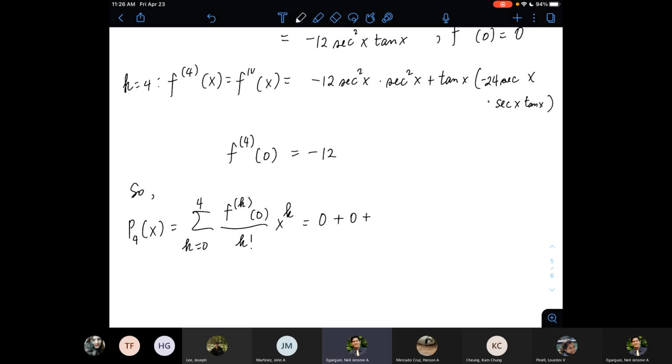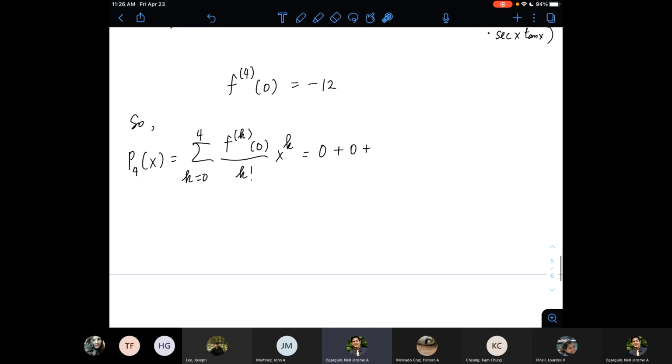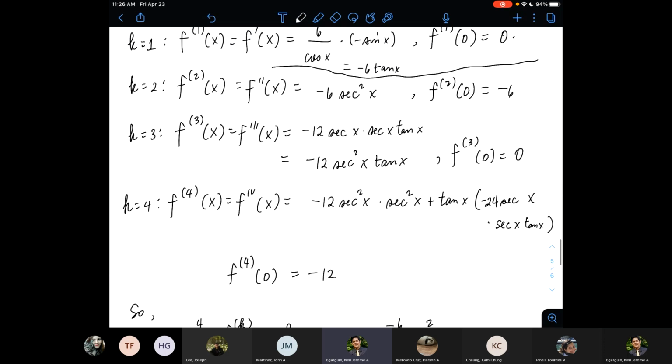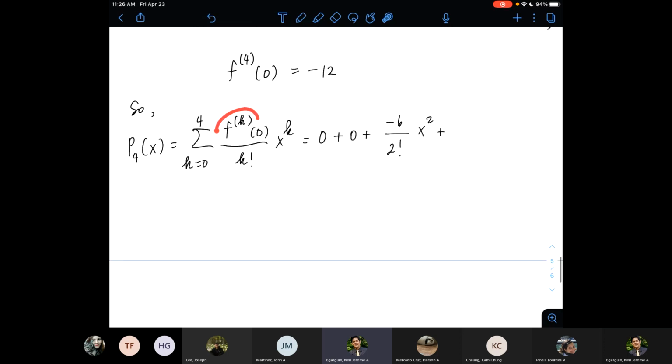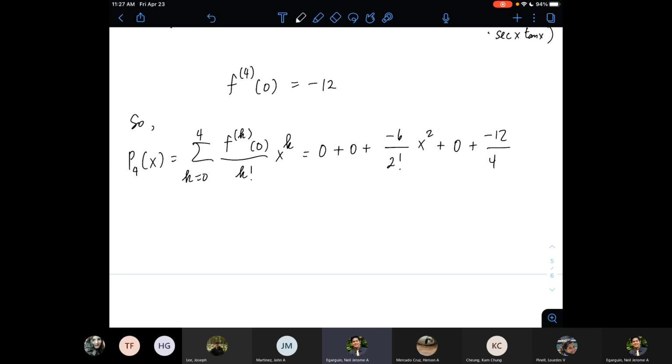Plus, when k is 2, we get negative 6. All right. So this would be negative 6 over 2 factorial times x squared. And then plus, if k is 3, the derivative happens to be 0. So this guy is 0. I don't care about these guys anymore. That's going to be 0. Plus, at k equals 4, we get negative 12, over, we are at k equals 4, so there would be a 4 factorial in the denominator, times x to the power 4.